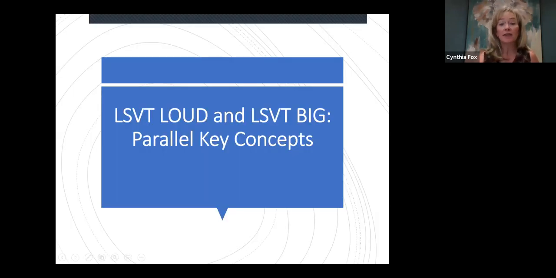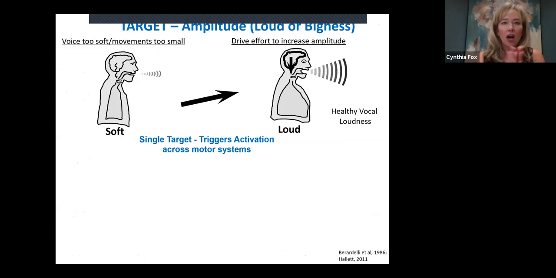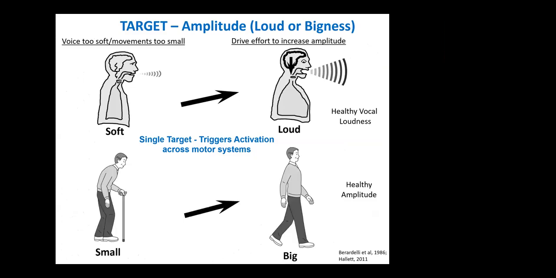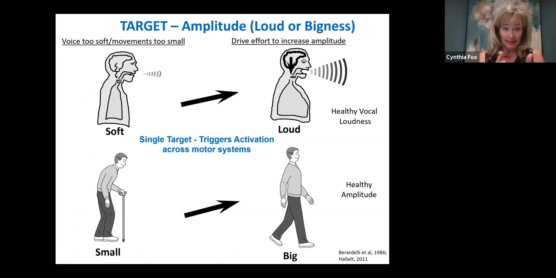So let's talk about some of the LSVT LOUD and LSVT BIG concepts, and really they're parallel key concepts. So the first concept is we target amplitude. If Parkinson's has scaled you down, we're using amplitude to override that and scale you back up, either through a louder voice or bigger movement. So what we see on the left, if the voice is too small or movements are too small, with a single cue of amplitude, talk louder, move bigger, we can drive more effort to increase that amplitude.